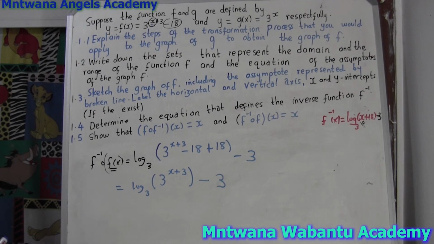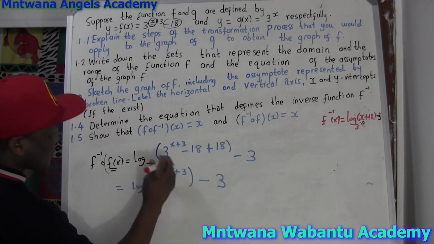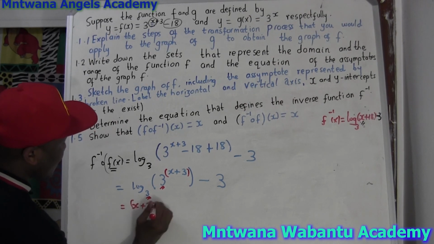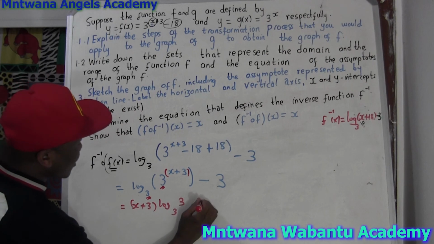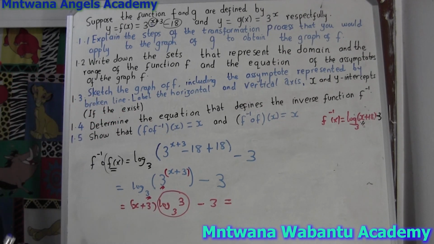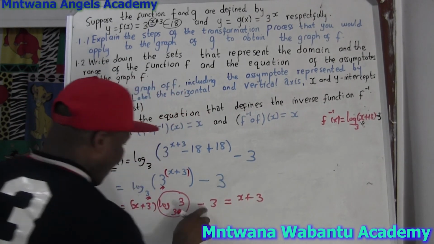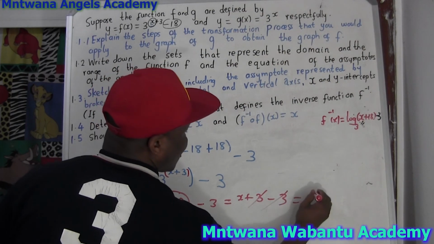What we can do here is take this to the front. Because this is like a log of 3. If I take this to the front, it's going to become x plus 3 times log of 3 under base 3, which gives us 1, minus 3. So this is going to give us 1 because same base, same log. So you have x plus 3, and then minus 3. This and this cancel, and it's finished. So x.